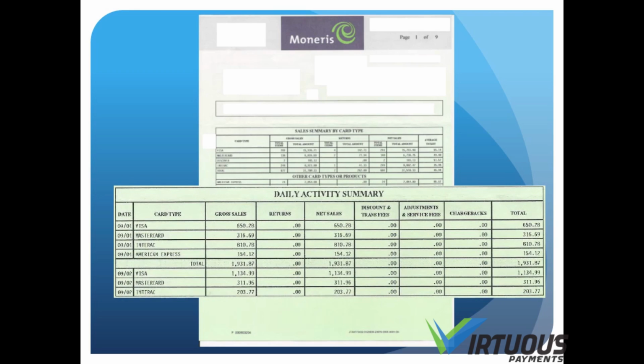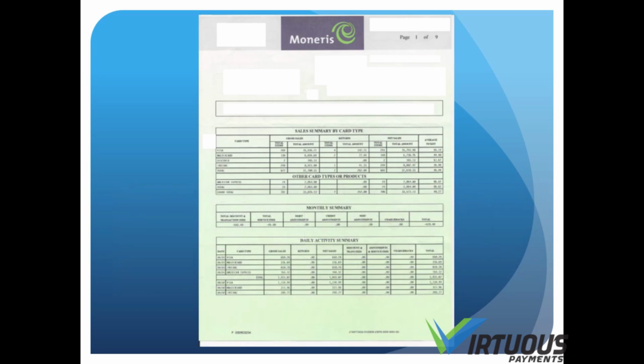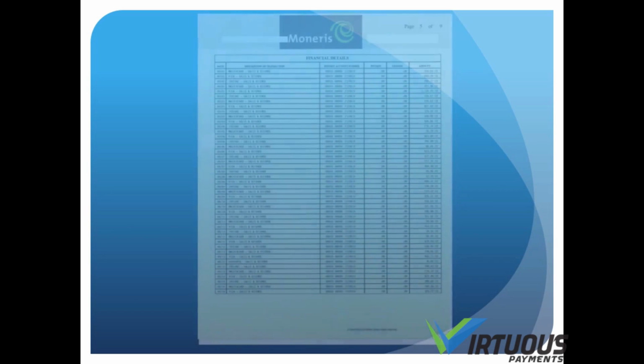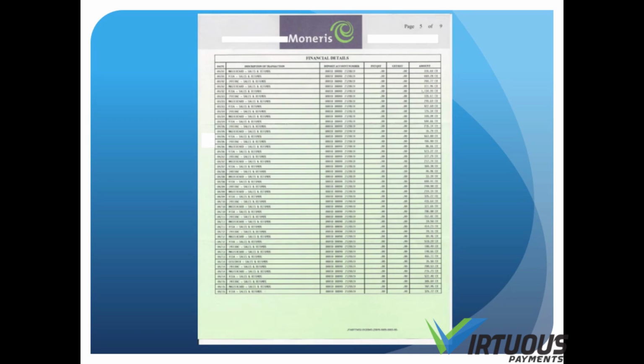Below, you'll see your daily activity summary. This is a list of your daily volume amounts, and it can continue on for several pages sometimes. Next, you will see the section Financial Details. This is a list of each deposit into your account.